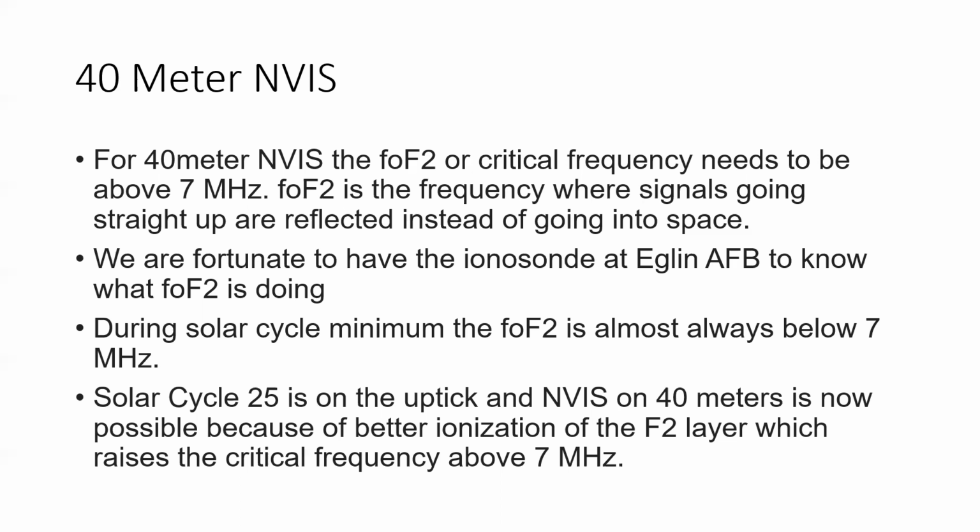But in solar cycle 25, the current cycle, the sunspots and so forth are on an uptick. And NVIS on 40 meters is now possible because of the better ionization of the F2 layer, which raises the critical frequency above 7 megahertz. All right, well, there's a lot of discussion about NVIS and the antennas, and sometimes they leave out this important part.